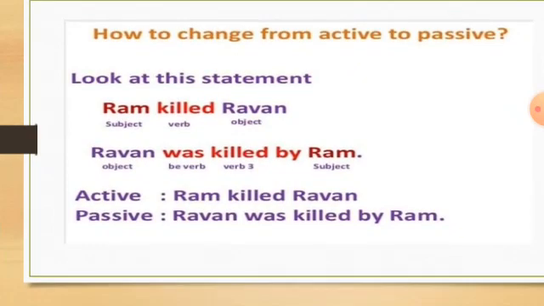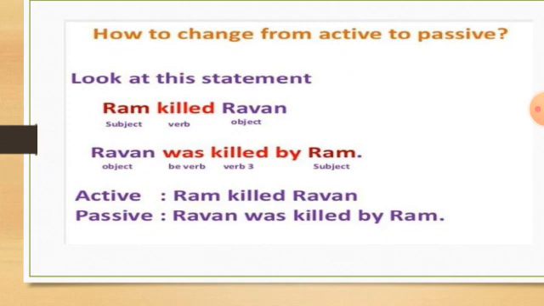Okay, then the verb needs to change to the third form. Here killed is the verb in active voice, isn't it? And it's already in the third form, so we write killed itself. Okay, because while changing from active to passive, you need to change the verb to third form, but killed is already in the third form, so we will just write killed itself.